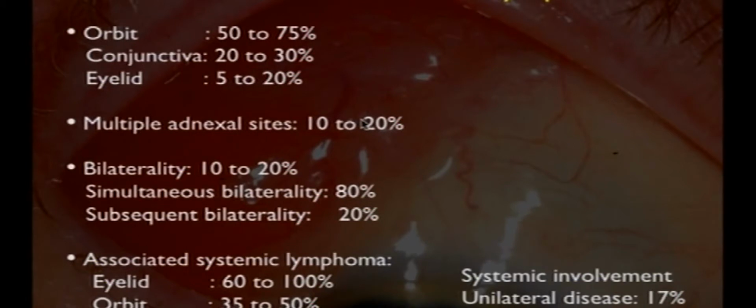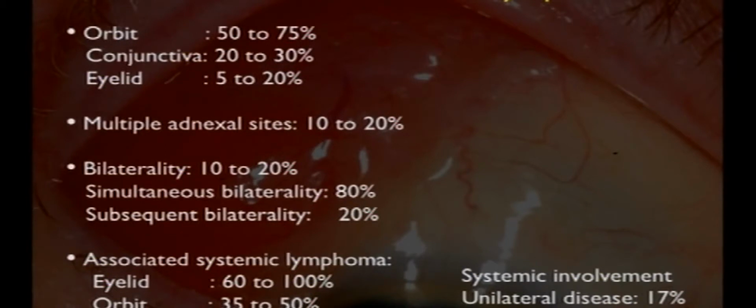These lesions are seldom bilateral, but when they are, simultaneous bilaterality is what you will see commonly, which means both the eyes will show you the disease focus at the same point of time. However, about 20% can throw up a subsequent bilaterality.